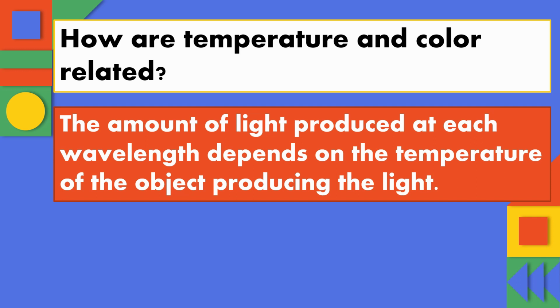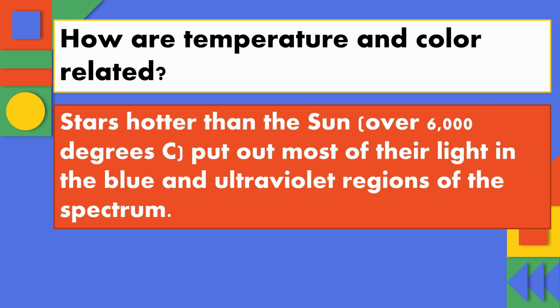Now, how are temperature and color related? The amount of light produced at each wavelength depends on the temperature of the object producing the light. Stars hotter than the sun, over 6,000 degrees Celsius, put out most of their light in the blue and ultraviolet regions of the spectrum.